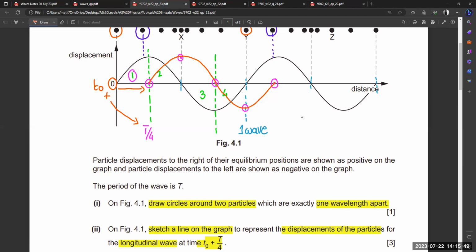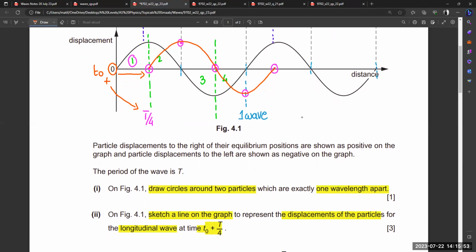So it's the same amplitude, but it just starts from a different point. Yes, so we need to only represent this important point, that time will be t naught plus t by 4. Amplitude will remain the same because they mention we only need to represent the displacement. So they are not asking about the amplitude or any other change in the wave, right? So this question is of 3 marks, right?